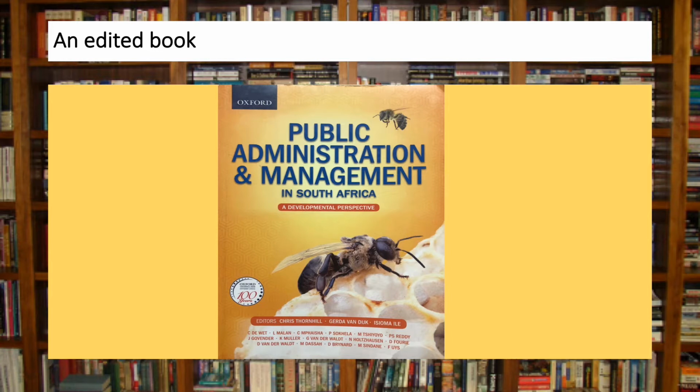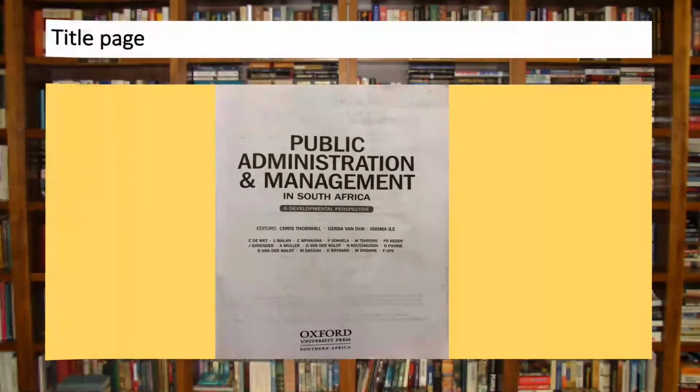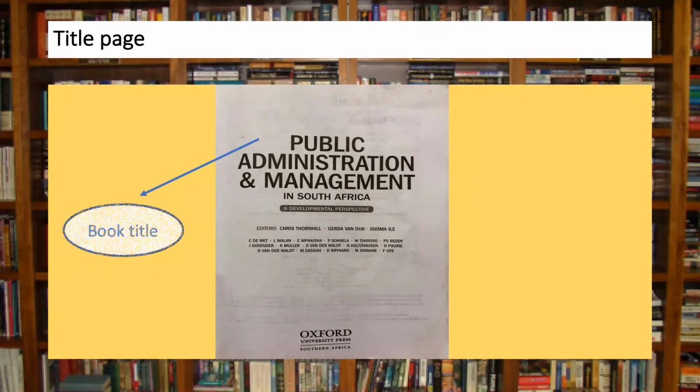But what about a book that has an editor or more than one editor? This means that the editors have asked a number of authors to write chapters on specific topics, and the editors have put these together or collated them into one book. They might have written 1 or 2 chapters in the book, but they did not write the whole book.